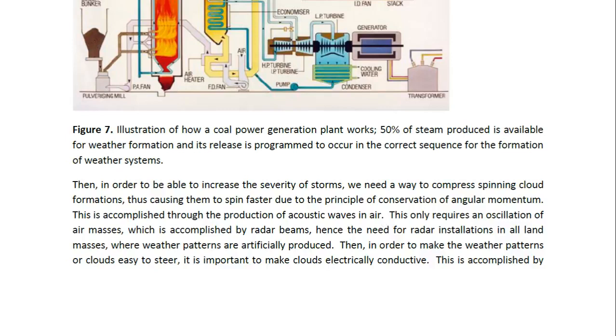If a portion of the air in the atmosphere is impacted by radio waves or microwave radiation, it causes an oscillation which leads to an acoustic wave. And this acoustic wave can impact cloud formations and compress them. And when these rotating cloud patterns are compressed, they are forced to spin even faster through the principle of conservation of angular momentum. When you decrease the size of a rotating object, you increase its rotation.